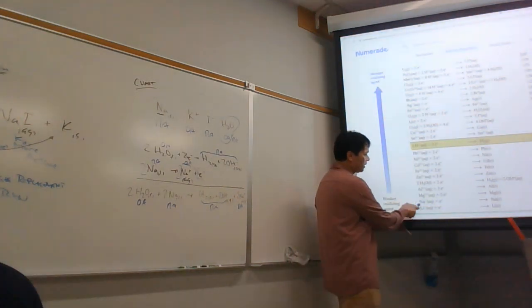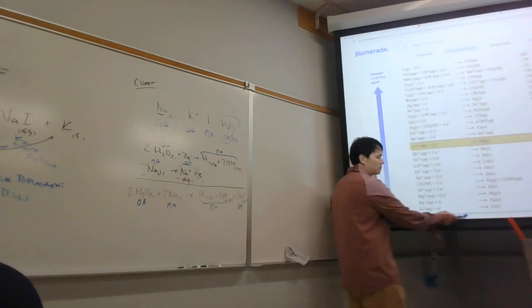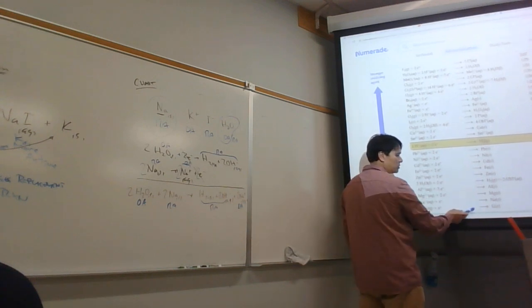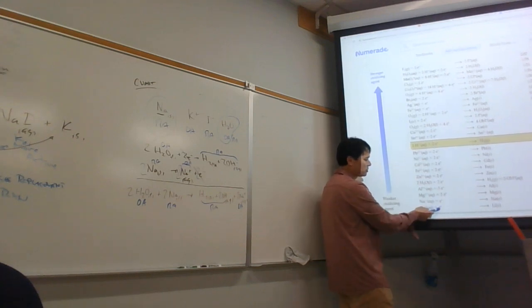Here we have sodium ion. Sodium ion is the second worst oxidizer. Lithium ion is the worst oxidizer. It's the conjugate relationship, because lithium is a powerful reducer. It loses electrons easily, therefore lithium ion doesn't really have much of an attraction for an electron.